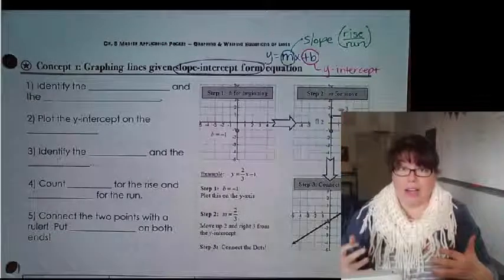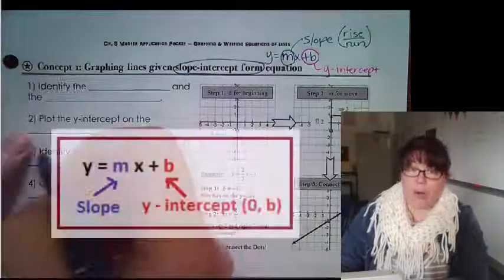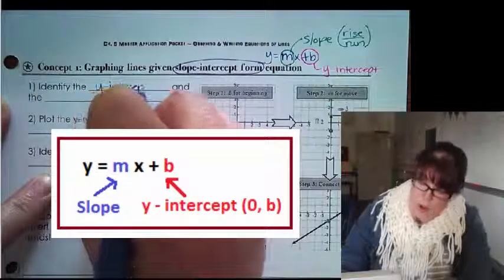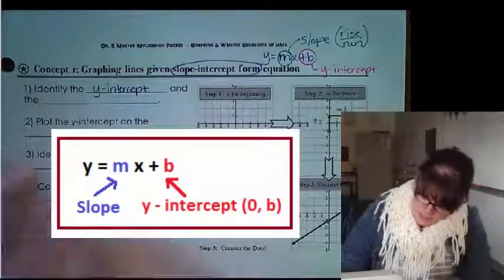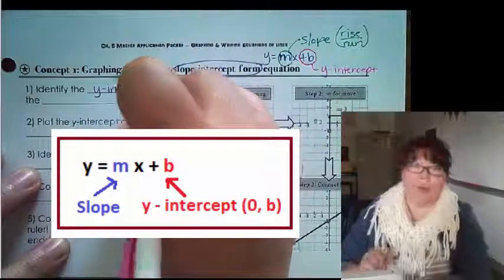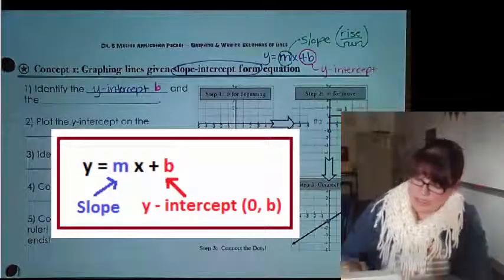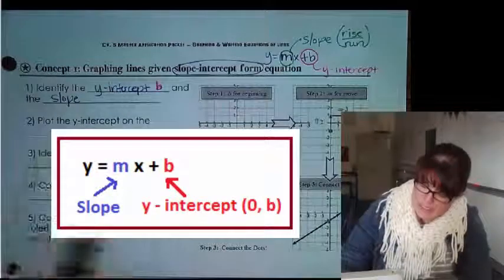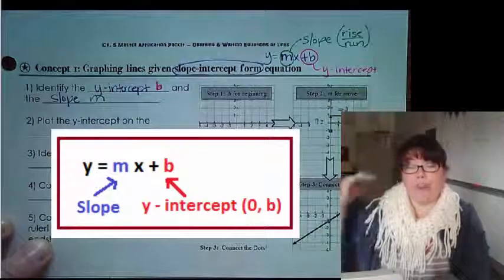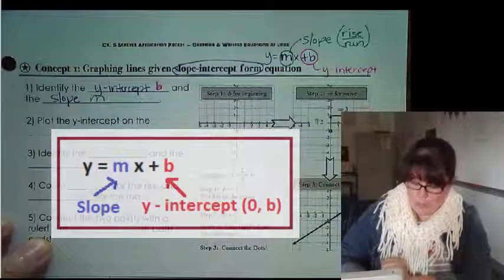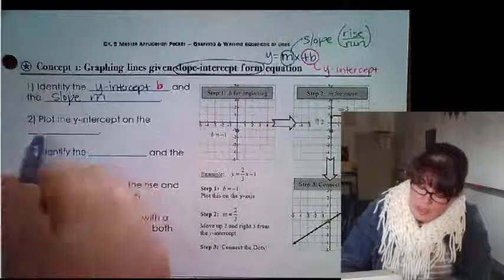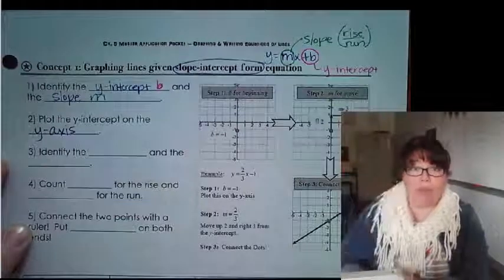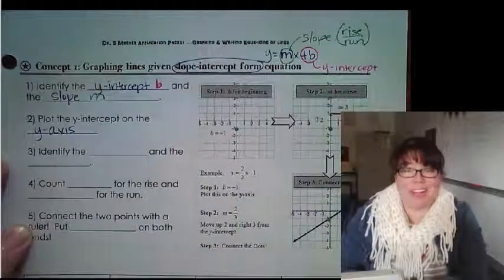Just to walk you through the process, the first thing you're going to want to do is identify the y-intercept, which we said was b, from your equation. And then you're also going to want to identify the slope, and the slope in the equation is going to be m. So first identify the y-intercept, identify the slope. Next, you are going to plot the y-intercept on the y-axis. Just put that point right on the number where it is on the y-axis. That'll show you where the line is going to cross.